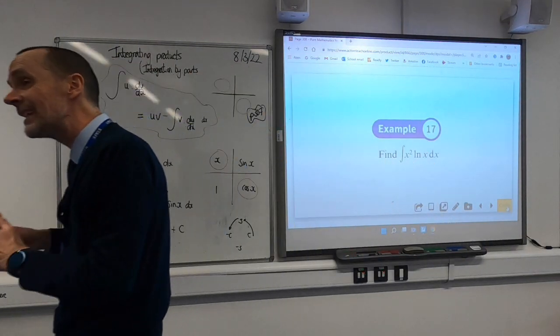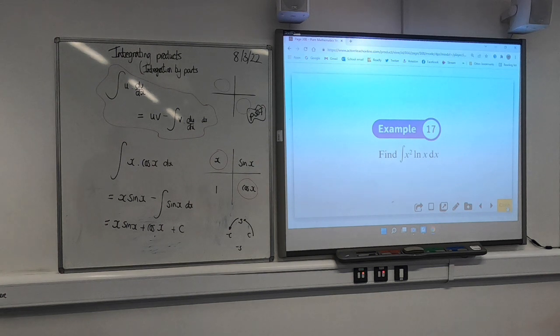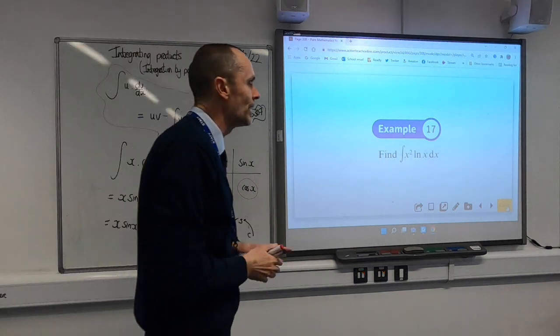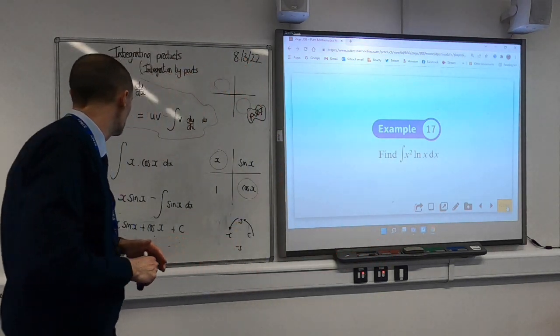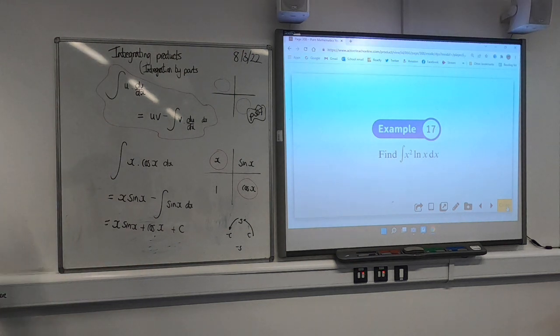So here's a classic parts question. It's obviously an integration by parts because it's a product and there's no relationship between these two things. So it's not one of those other forms that we've been talking about over these last few lessons.